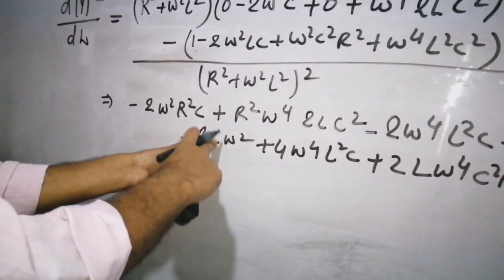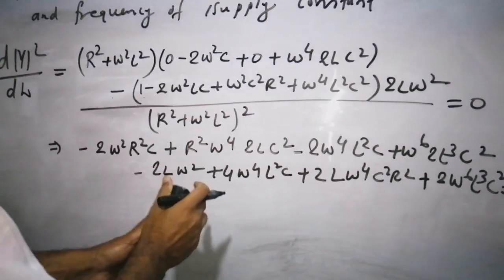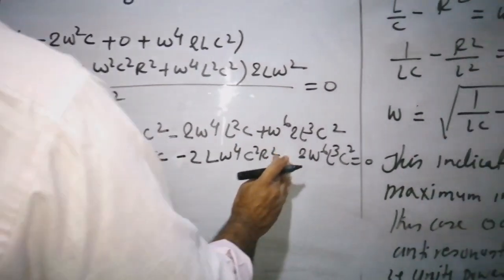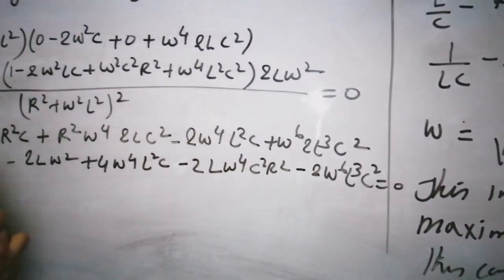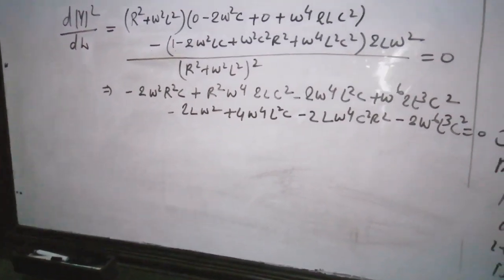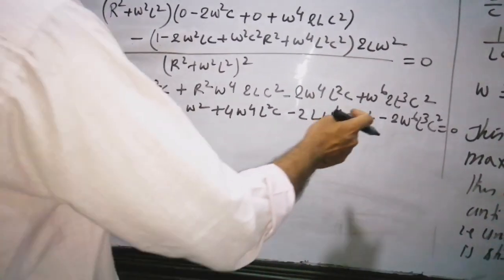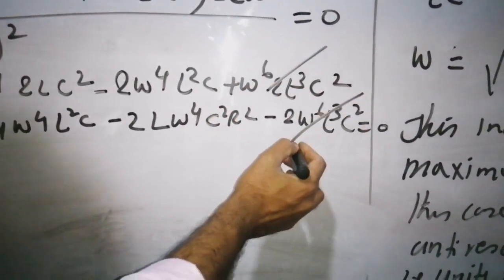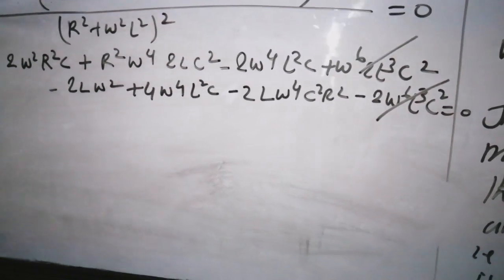This first term is minus, the second term is plus, the third term is minus, and the fourth term is also minus. See this, this kind of mistake may happen. Okay, now let's see if some terms are going to cancel or not. I think this term and this term are the same, so this term cancels. Okay, next, any other terms?